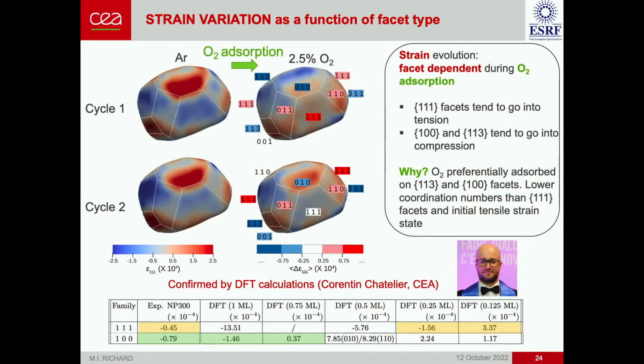And we see that for 111 facets, the expected coverage for this strain is a very low coverage here, around 0.2 monolayer. But for the 100 facet, we expect a higher oxygen coverage. So it's confirmed by DFT calculations.